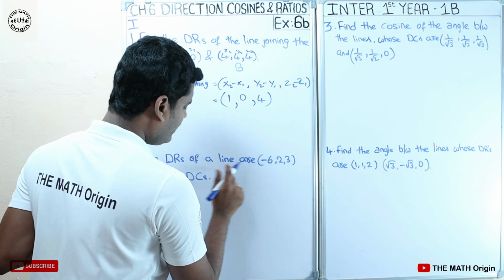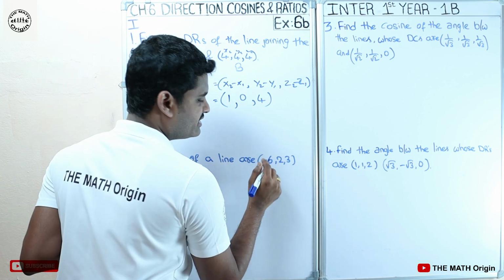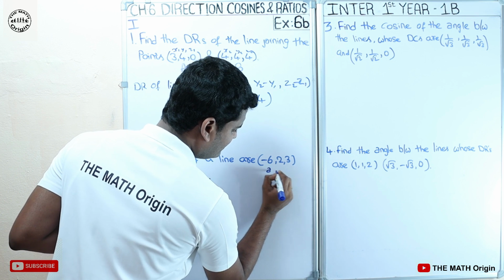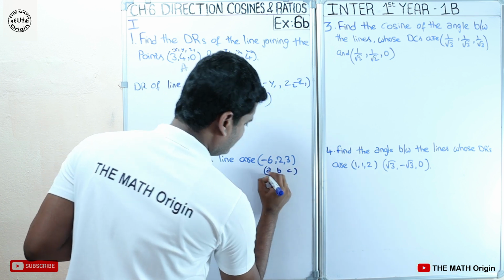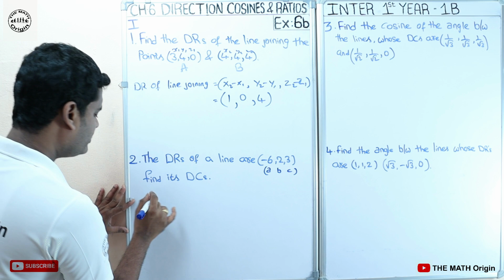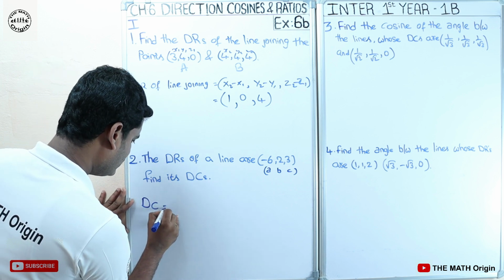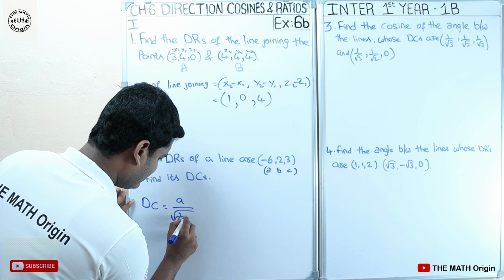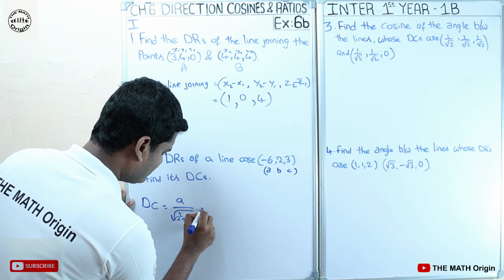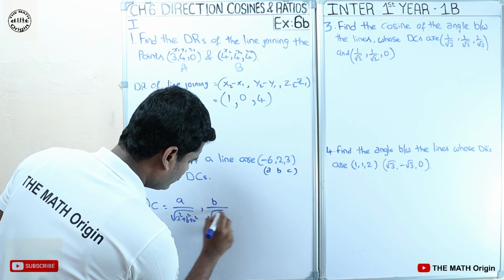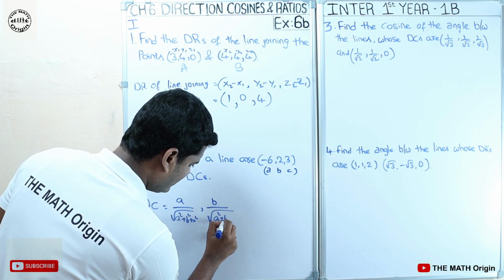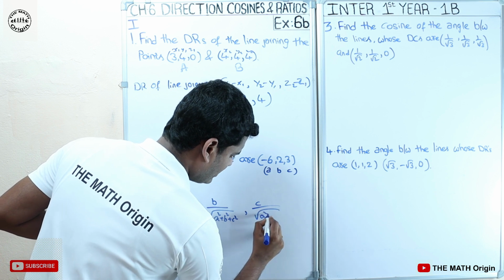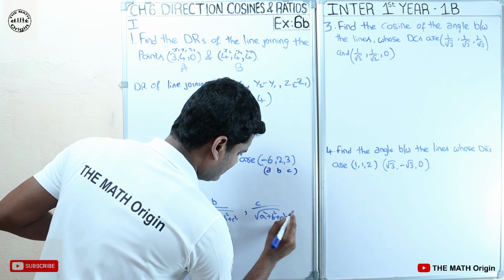Direction ratios, as I mentioned in the introduction, can be termed as A, B, C. These values are termed as A, B, C. Therefore the direction cosines, as I already mentioned, are given by the formula A by root of A square plus B square plus C square, B by root of A square plus B square plus C square, C by root of A square plus B square plus C square.